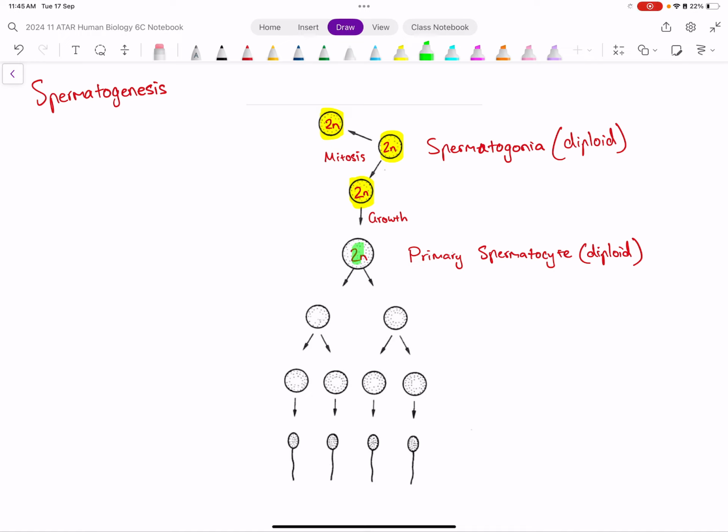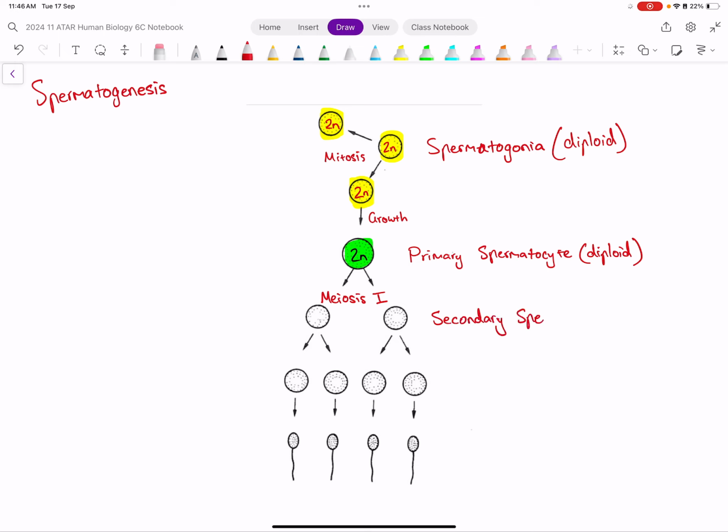So we can see here that the primary spermatocyte is slightly larger than the spermatogonia, and again, that is because it has undergone that period of growth. Now, it's at this point in time that this primary spermatocyte undergoes the first meiotic division. So it undergoes meiosis 1, and at the end of meiosis 1, it produces what is known as the secondary spermatocyte.